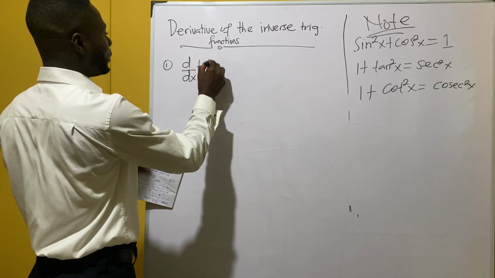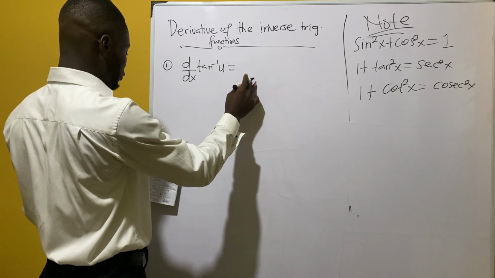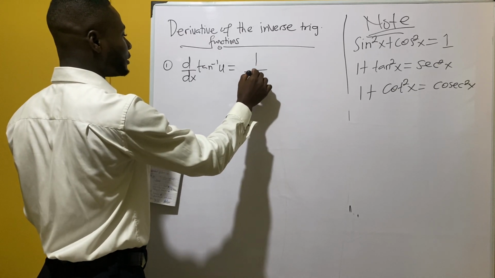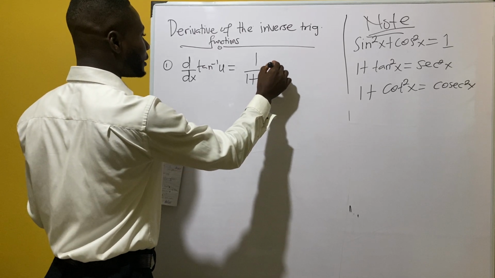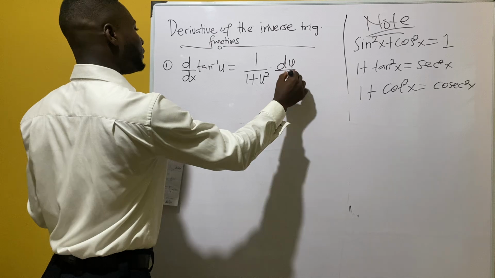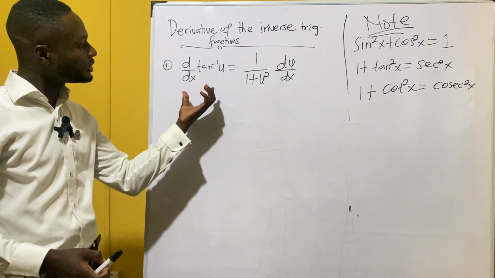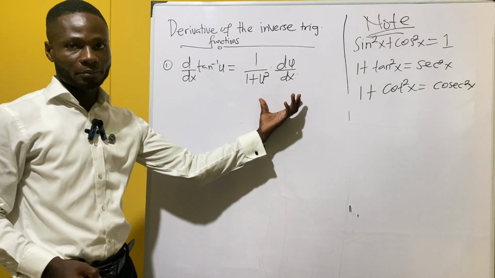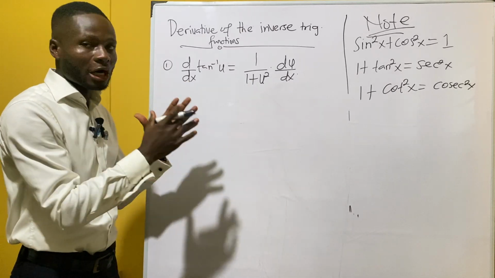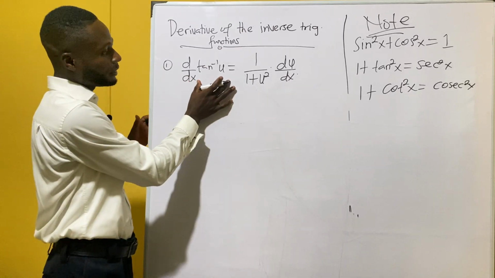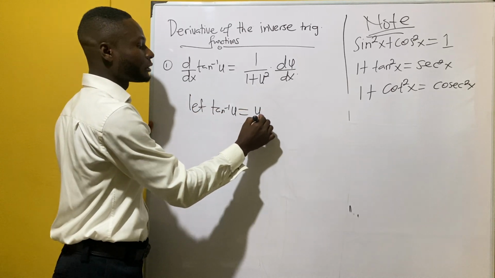All right, so let's take the tan inverse here. So when we take the derivative of tan inverse, that one says that it equals 1 over 1 plus u squared du over dx, right? So we are using the left hand side to prove the right hand side, right? So here, as usual, our normal representation, this is tan inverse. So let tan inverse of u equal y.